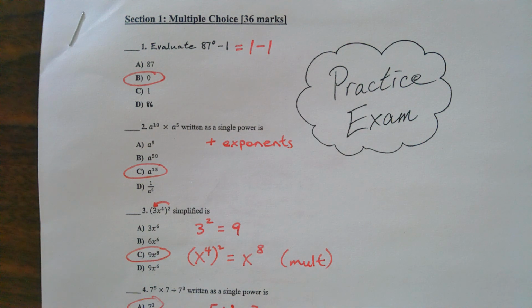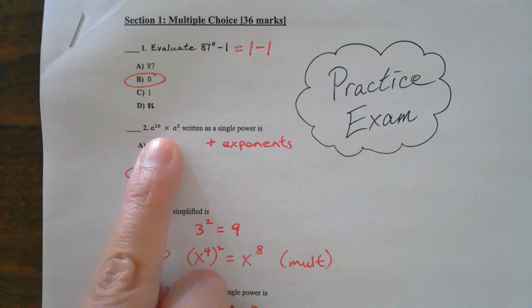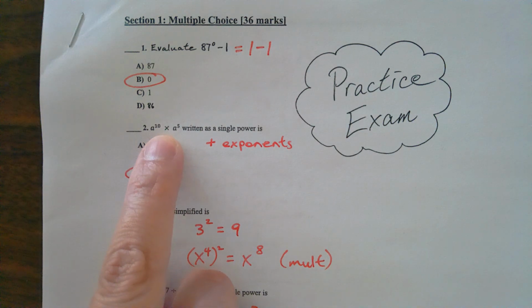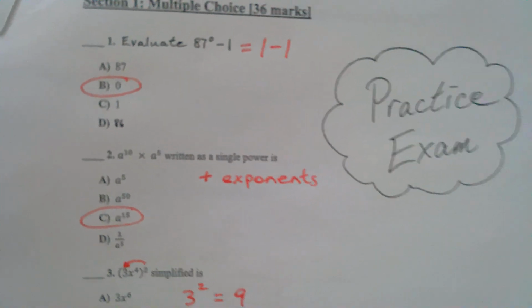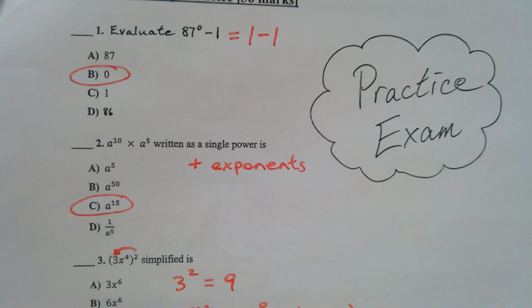All right. When you multiply, what do you do to the exponent? Add them. So then your answer to number 2, C.